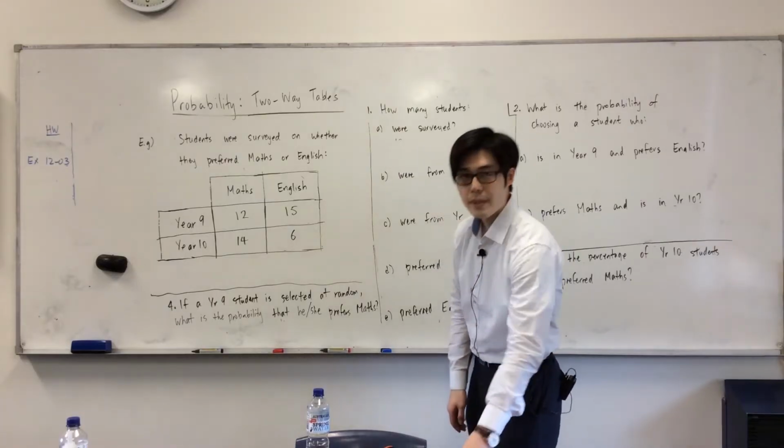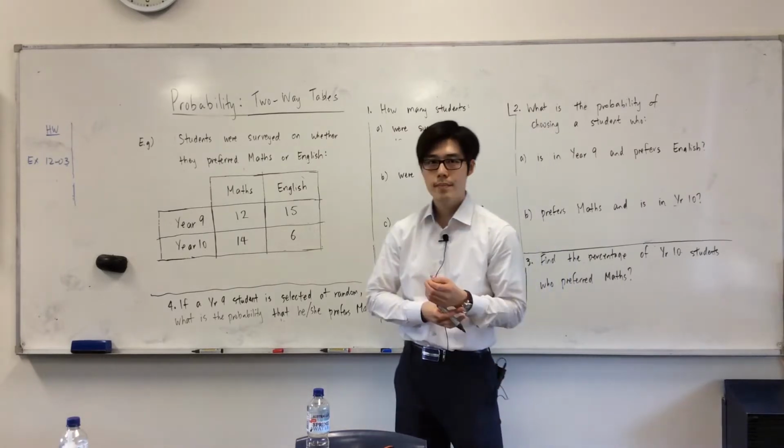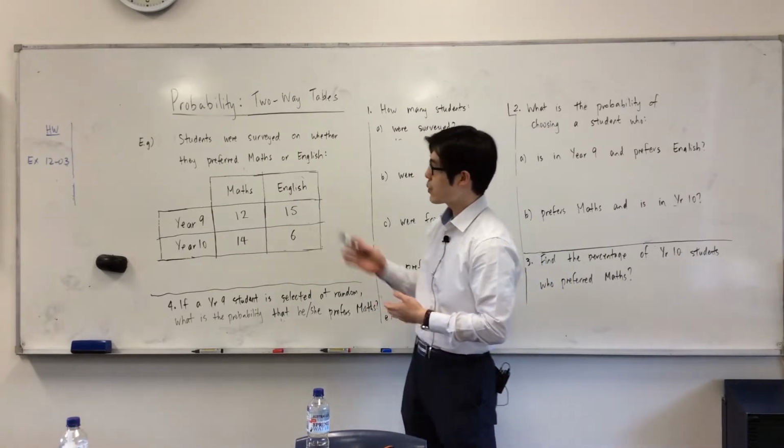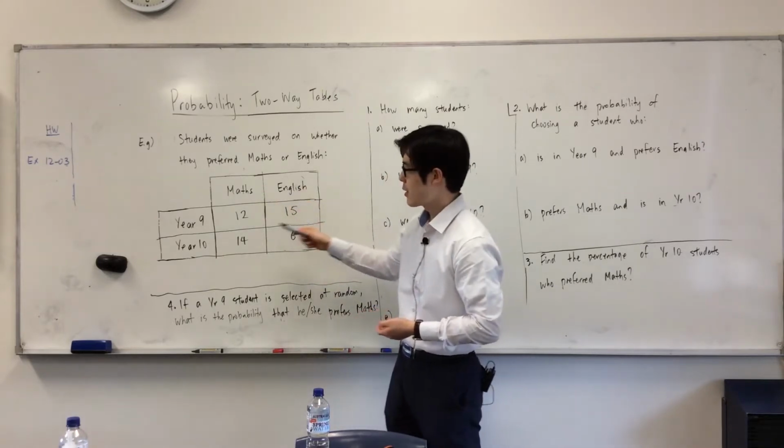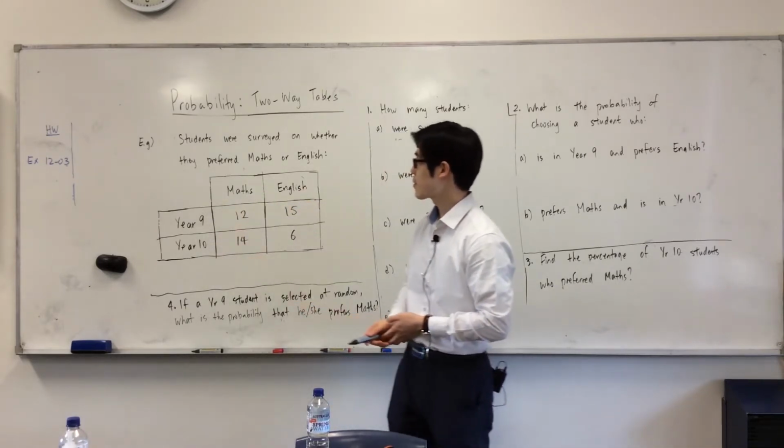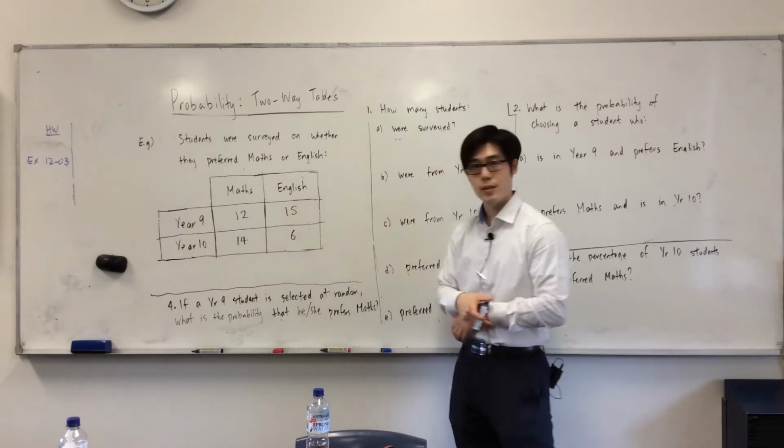Alright everyone, we're going to be looking at two-way tables today. So here we have a two-way table representing the number of students that preferred maths or English, divided into two different groups, Year 9 and 10. Okay, so let's learn to read this table.